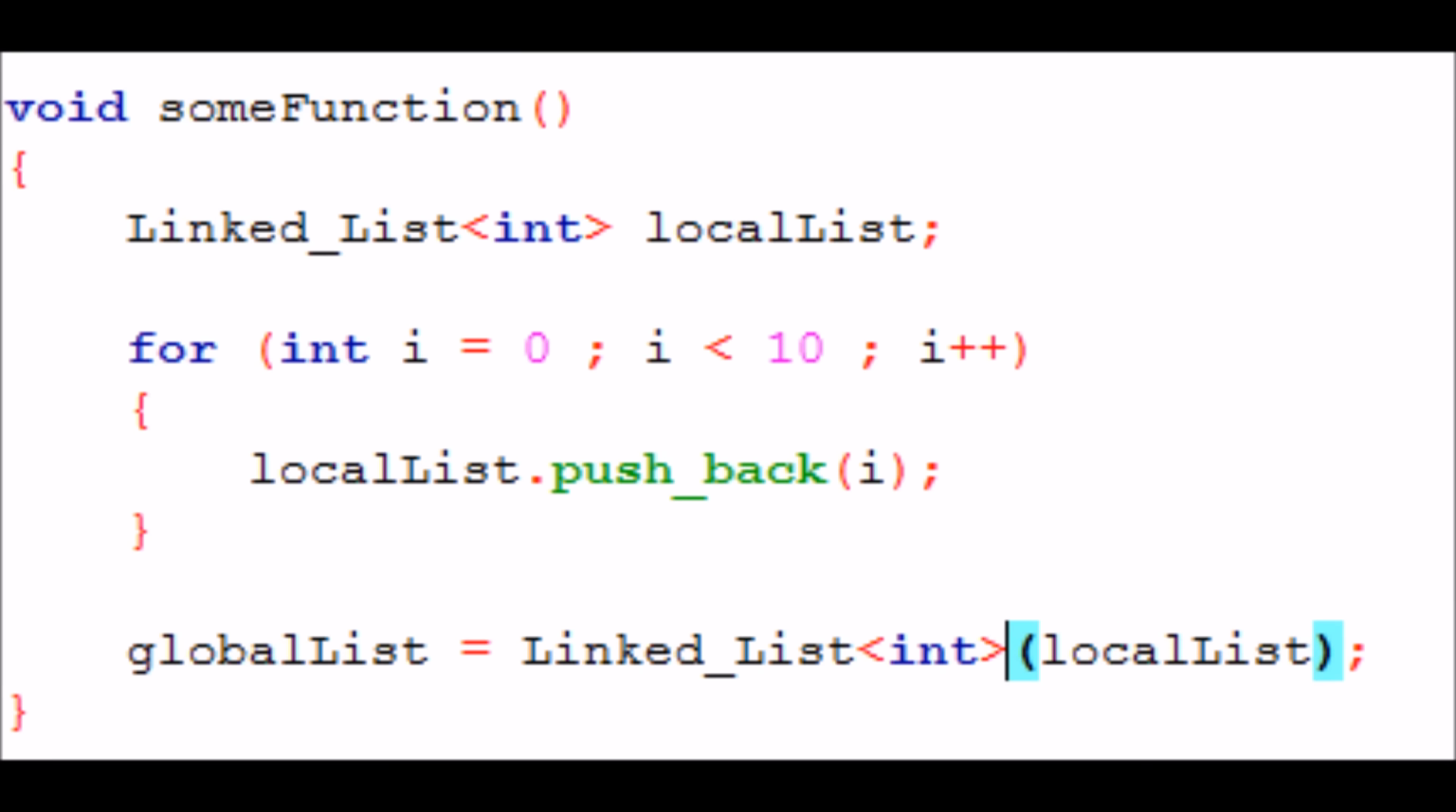Unfortunately for us, someone might try to call the copy constructor by saying that global list is equal to LinkedList<int> local list, and this would call the copy constructor, which we have not defined. And like before, we would be getting undefined behavior if we tried to print anything in the global list.